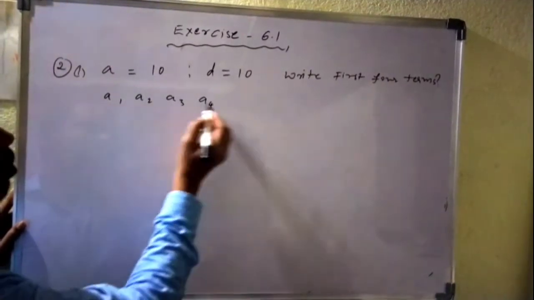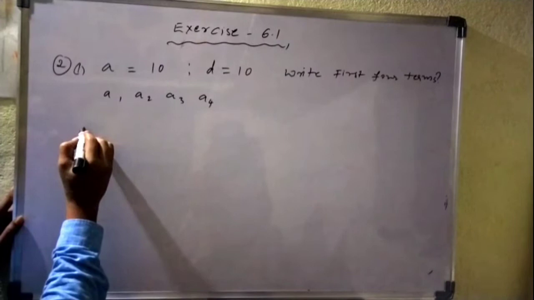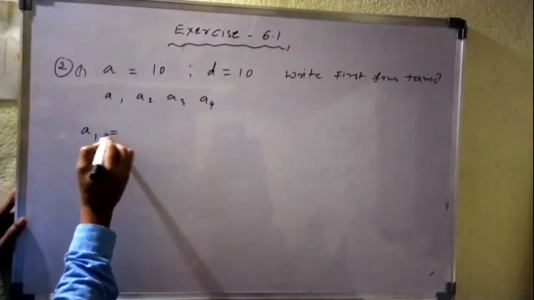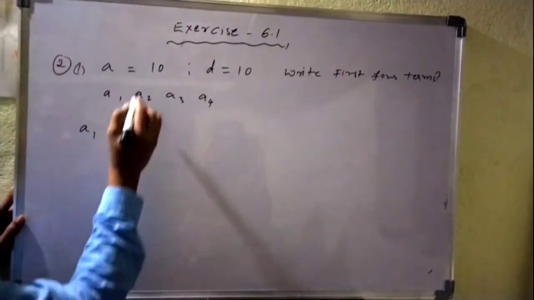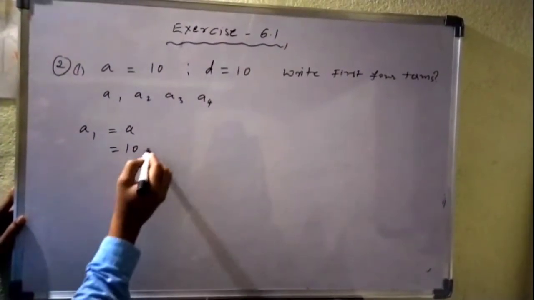So these values we are finding. A1 value, what is that? A1 value is equal to A, that is how much is there? 10 is there. So next, A2 value.